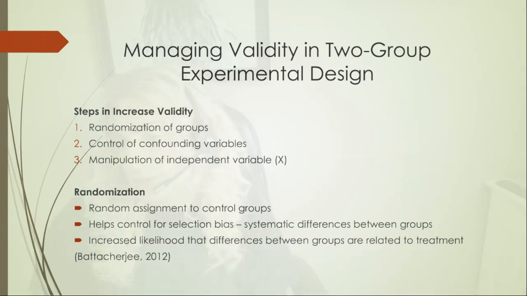So randomization, so ensuring that you are actually randomly assigning to these groups and there's no bias with that. So it does help control selection biases, as in systematic differences between the two groups, and increasing the likelihood that differences between groups are related to the treatment.